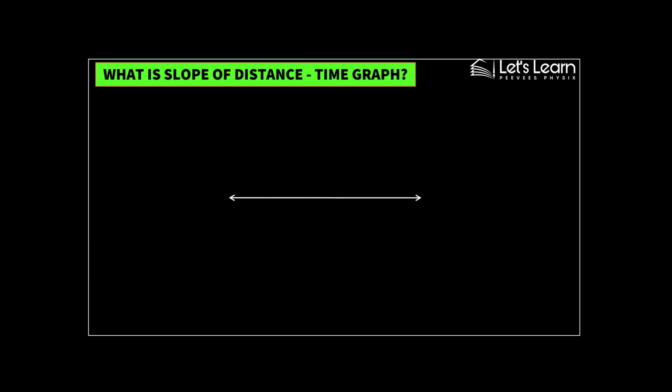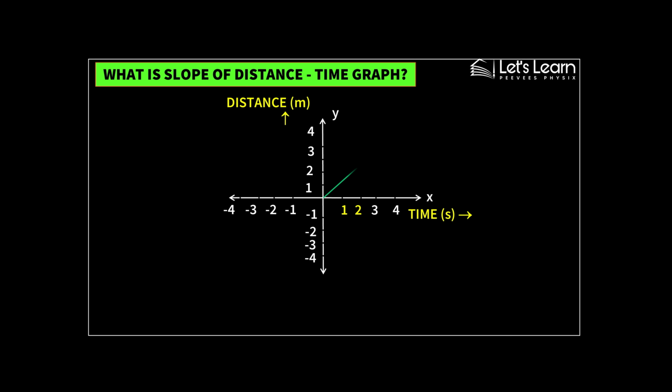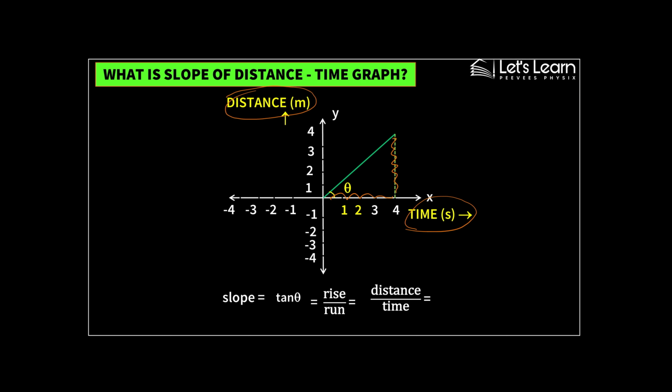Now, what does slope of distance time graph give? In math, slope means tan theta. Tan theta means opposite divided by adjacent. Opposite, we call it in physics the vertical rise, and adjacent means the horizontal run. So one form, rise over run. And rise on vertical axis is distance, and run on x-axis is time. So eventually, slope becomes distance divided by time, and distance divided by time gives you speed. So slope of distance time graph gives you speed.